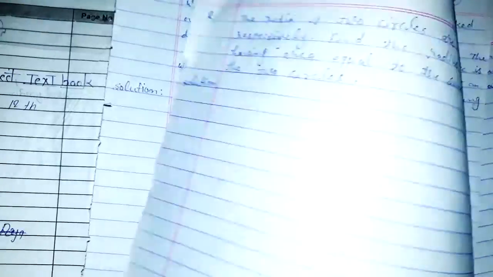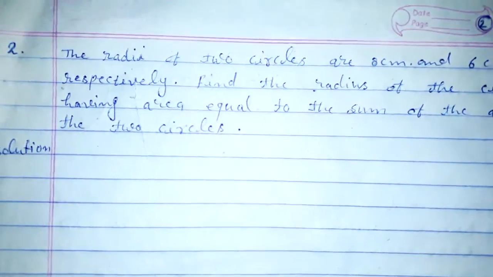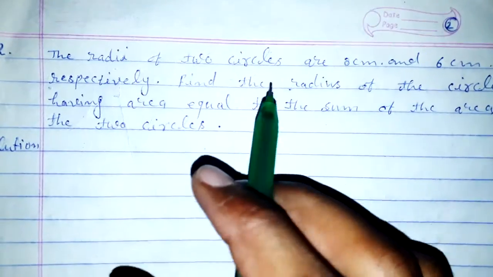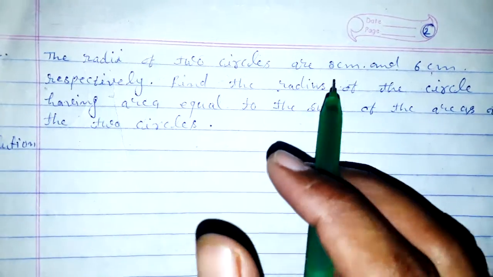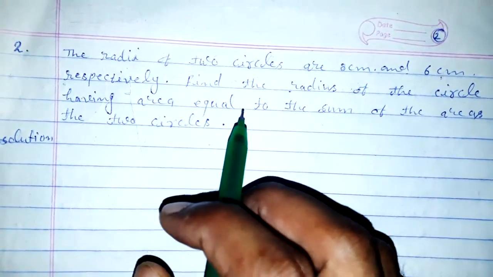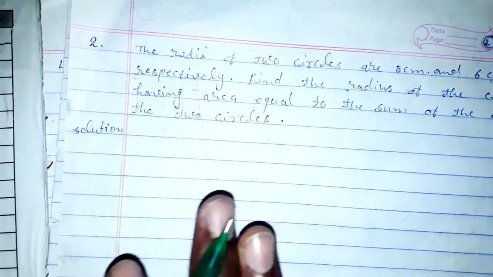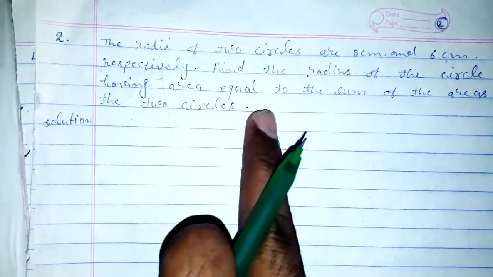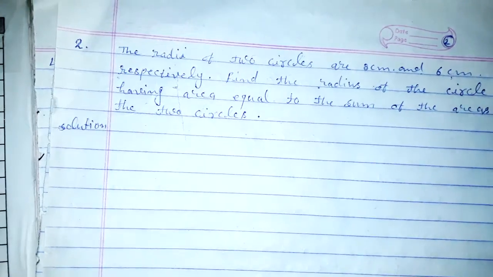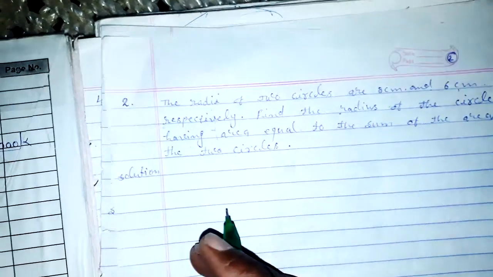Next question, the second question. The radii of two circles are 8 centimeter and 6 centimeter respectively. Find the radius of the circle having area equal to the sum of the areas of the two circles. It is the same as the previous question, but here it is the sum of areas, and in the previous question it was the sum of circumferences. So the solution is the same.